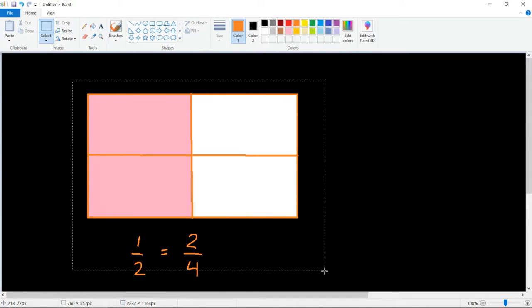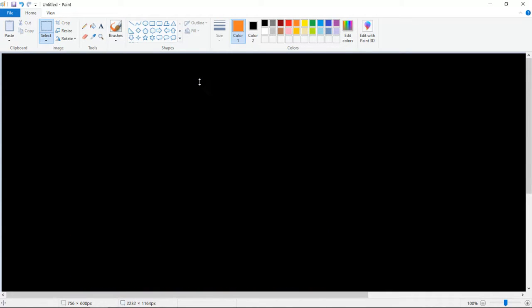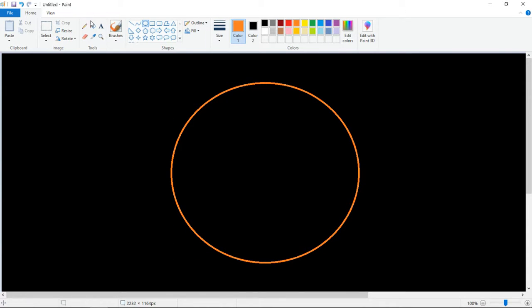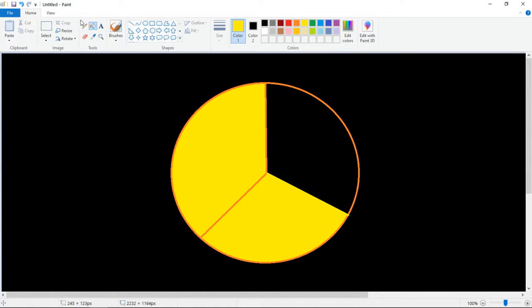If we look at a different shape, let's say a circle, this gets a little bit tricky on the computer here, but I'll do my best. We cut it into thirds, and then let's say I fill in 2/3 in yellow. You can see the fraction there would be 2/3.